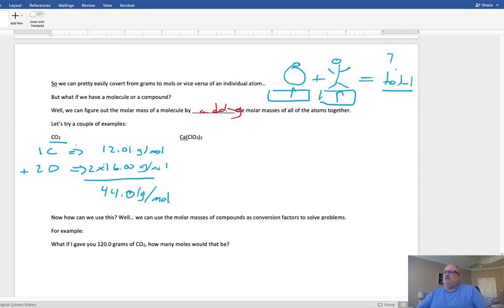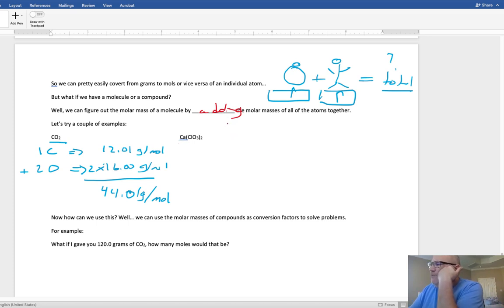So if I told you the number of grams of CO2, I could use this conversion right here to figure out the moles and vice versa. But what if we end up with one that looks a lot more ugly, like this one over here? Well, let's keep track of all the things that are in here. So let's take a look here.